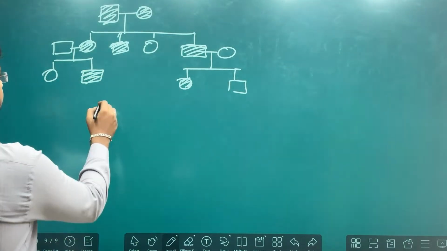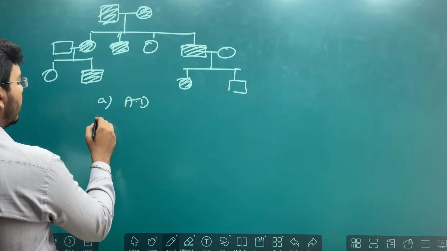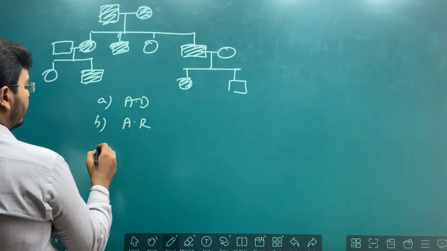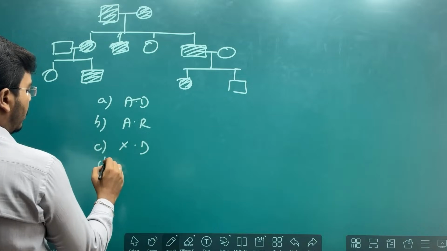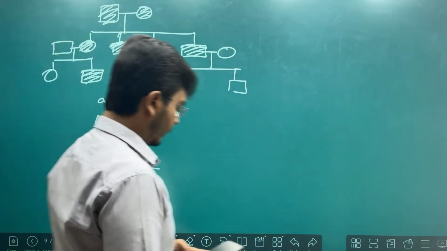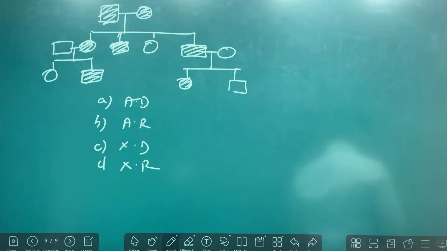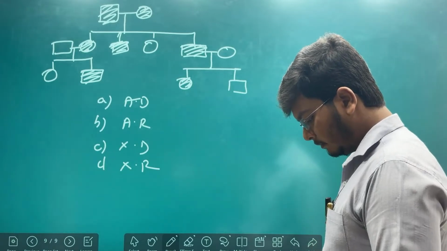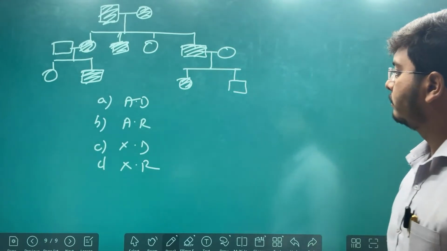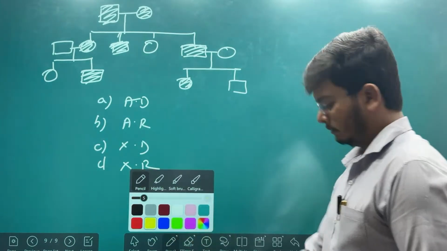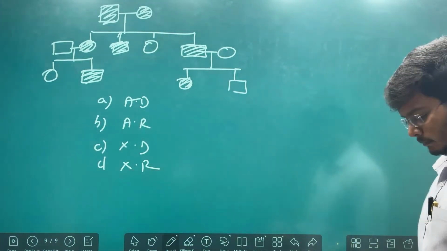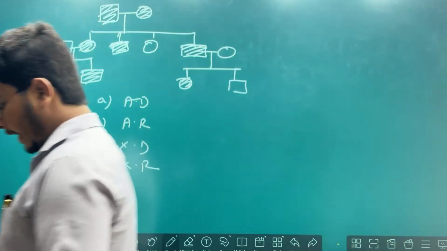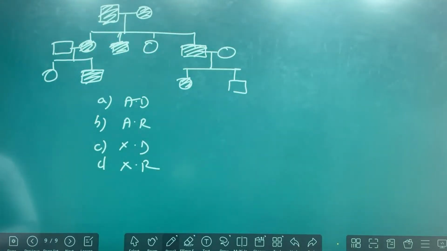Now find this. Is it autosomal dominant? Is it autosomal recessive? Is it X-linked dominant, or is it X-linked recessive? Find out the answer. What is this? Manasa, answer me. What is the answer for this?